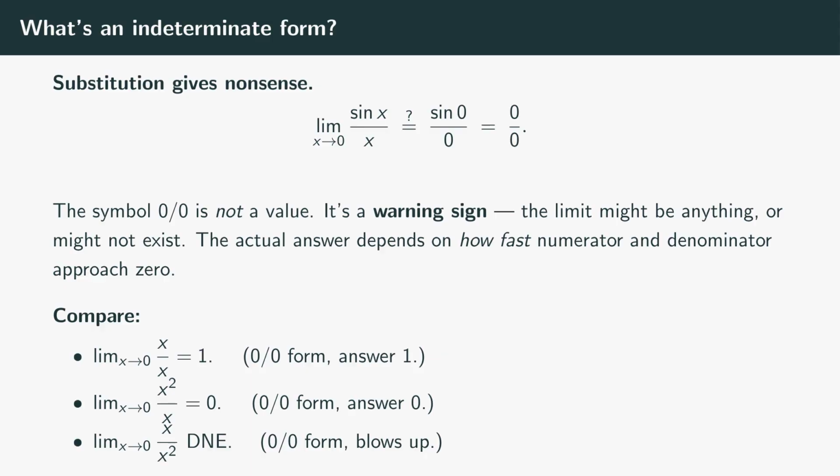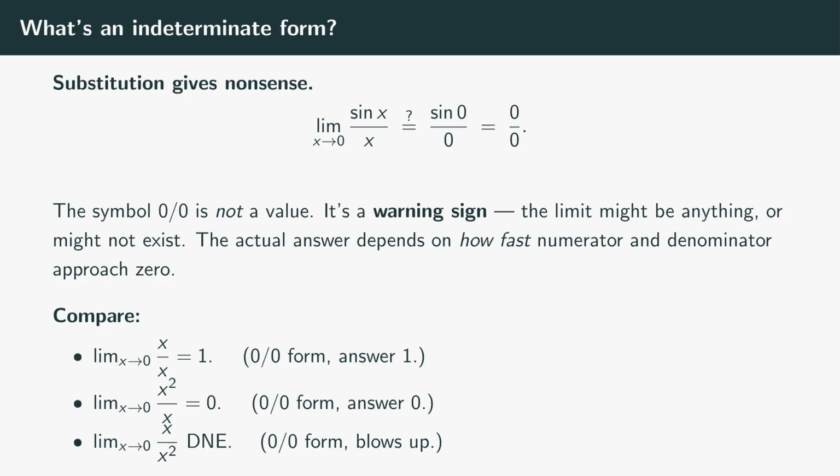Let's start with what an indeterminate form actually is, because it's a phrase that gets thrown around and not always defined. Take the limit of sine of x over x as x approaches 0. If you plug in x equals 0, you get sine of 0 over 0, which is 0 over 0. That is not a number. The symbol 0 over 0 doesn't mean anything by itself. It's a warning sign. It tells you that the limit might exist, or might not, and that the ordinary algebra of substitution has failed.